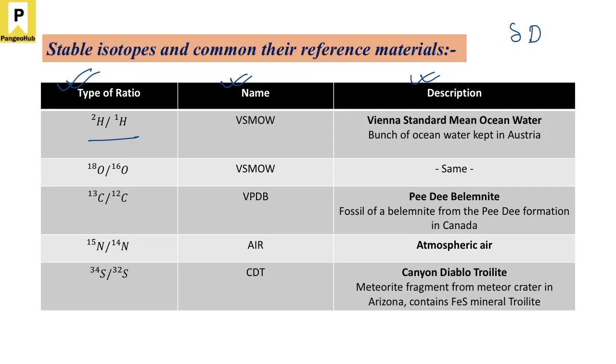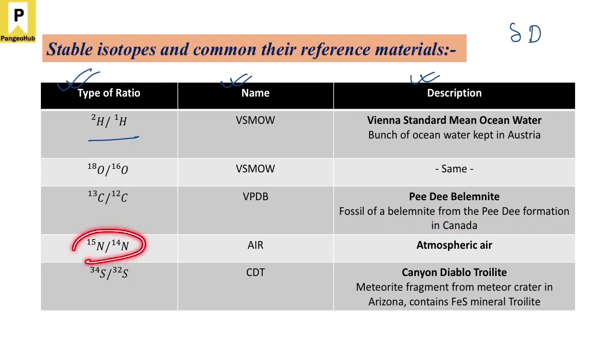Then there is 18O by 16O. The standard is generally VSMOW, but we can also use VPDB. This VSMOW is Vienna Standard Mean Ocean Water, what we have discussed. Then there is 13C by 12C for carbon. The standard name is VPDB, also known as PDB. PDB is PD belemnite, a fossil of belemnite from the PD formation in Canada.